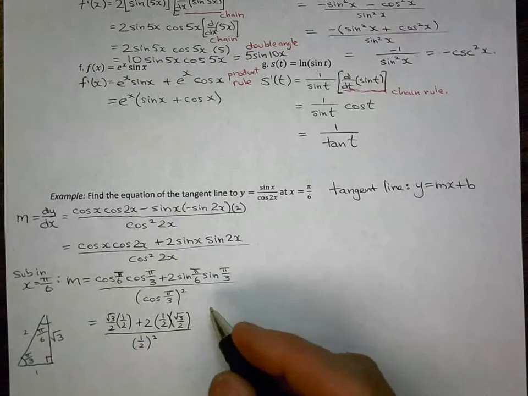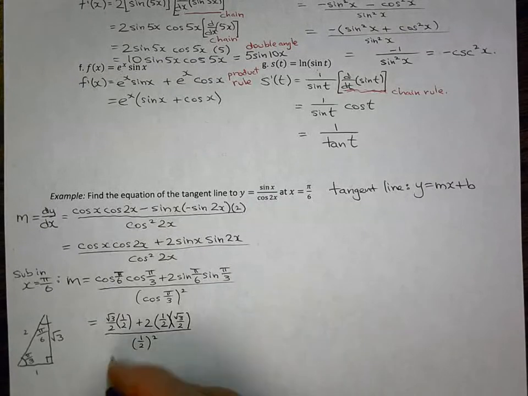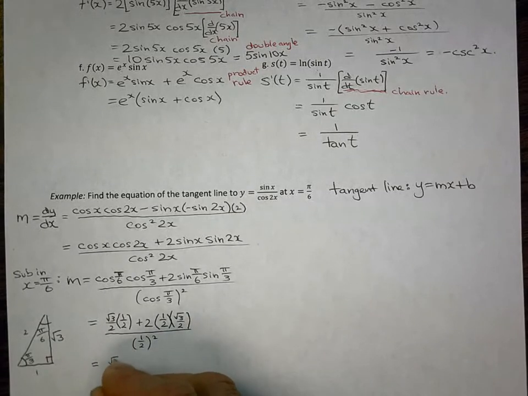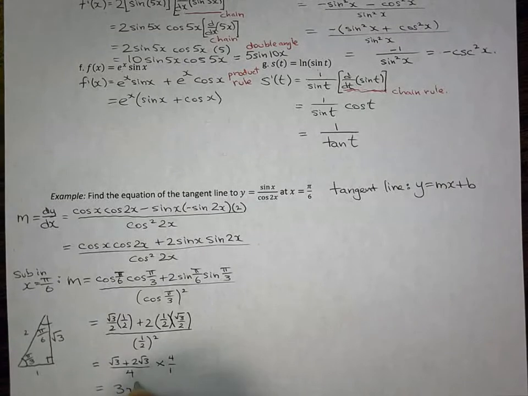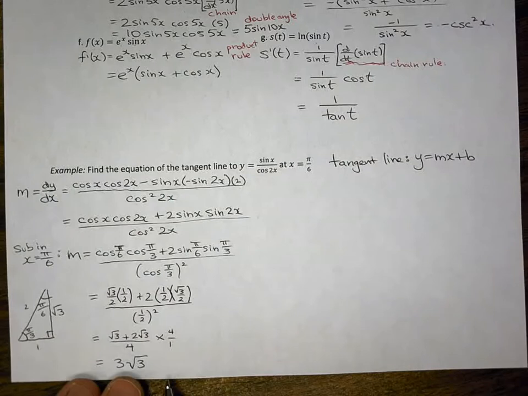Okay, how do I simplify this? If I can squeeze all this in, I end up with a common denominator of 4. So I have root 3 plus 2 root 3 all over 4, divided by a quarter, so times 4 over 1. So I end up with 3 root 3. Kind of skipped a few steps there, but we're running low on space. So that is my slope, 3 root 3.